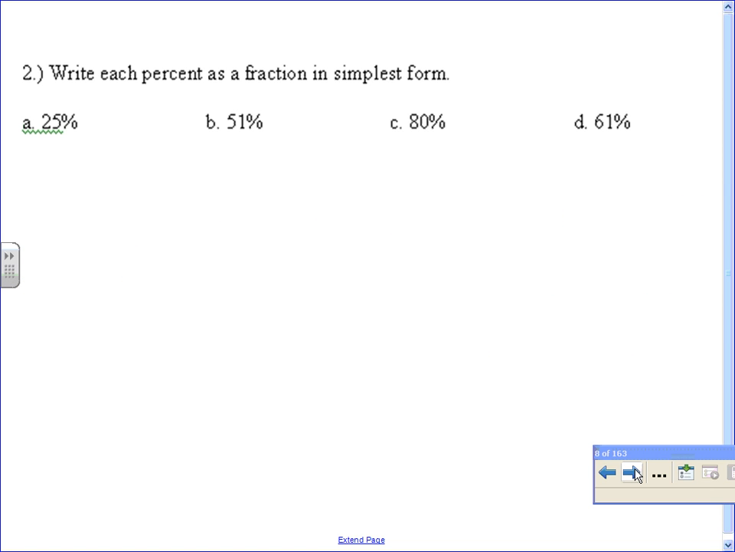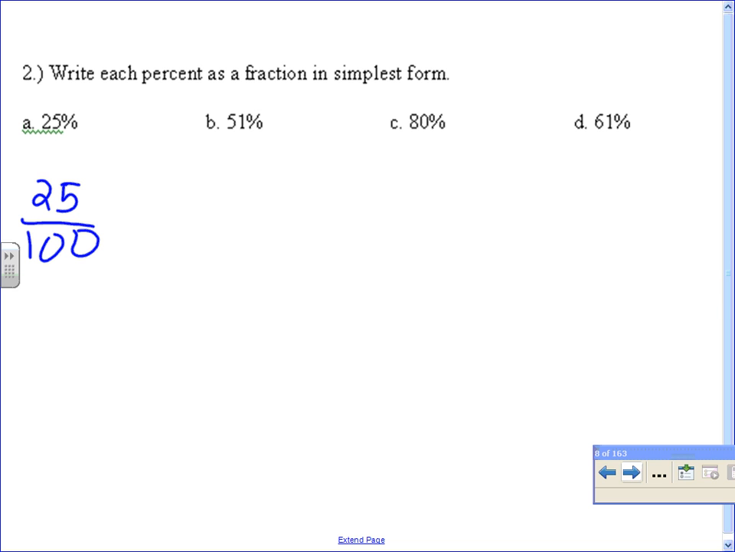Okay, number 2 said write each percent as a fraction in simplest form. So what's the first thing we have to do here? What's the first thing, Doug? No, you have to write it as a fraction, not as a decimal. Okay, so I would say take your percent, put it over 100. I think that's the easiest way to start this. I know there's different ways, but if you take the percent, put it over 100, and then either type it in your calculator and type math, frac, enter, or just simplify it mentally.